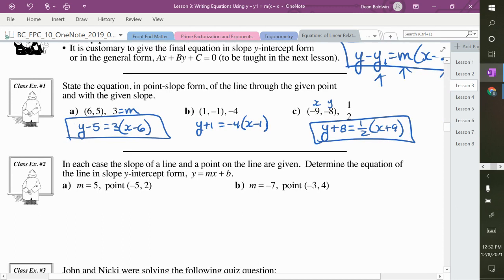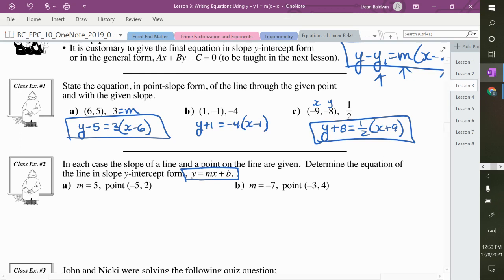All right. So now they want us to write our answer in y is equal to mx plus b. That does not mean you have to use that equation at the beginning. You can use the other equation. In fact, we're going to use the other equation. Just our final answer has to be in that form.